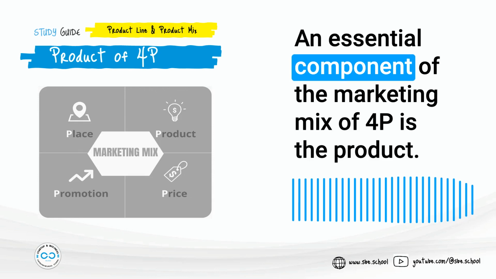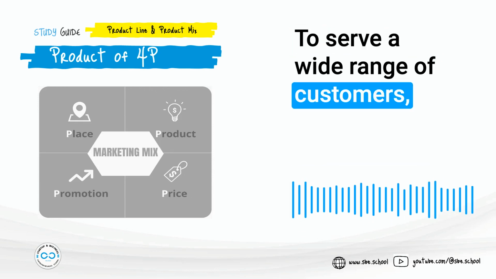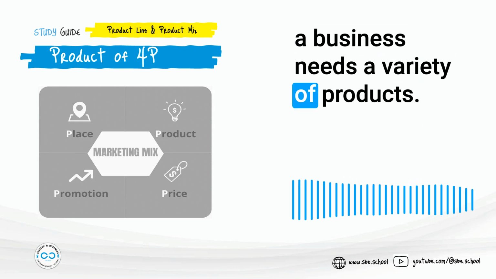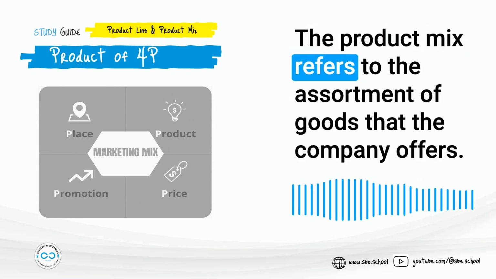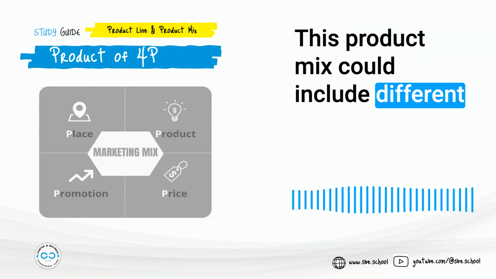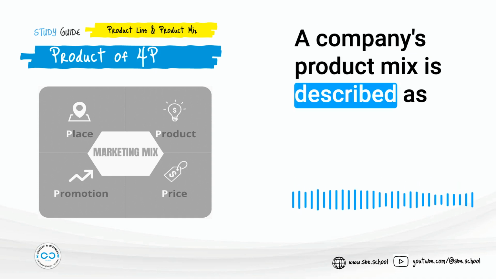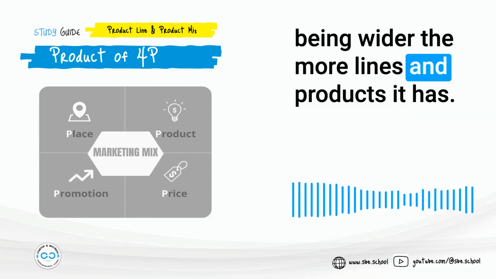An essential component of the marketing mix of 4P is the product. To serve a wide range of customers, a business needs a variety of products. The product mix refers to the assortment of goods that the company offers. This product mix could include different product lines or particular products. A company's product mix is described as being wider the more lines and products it has.